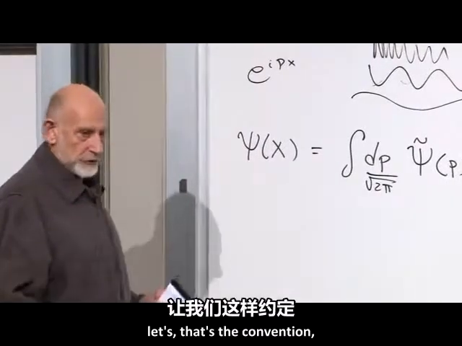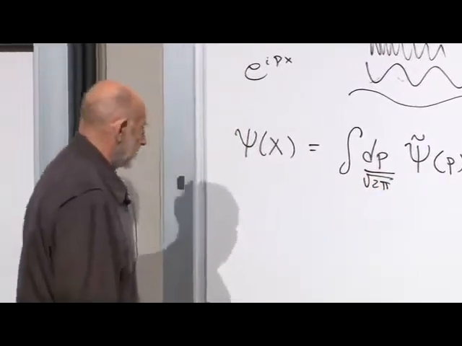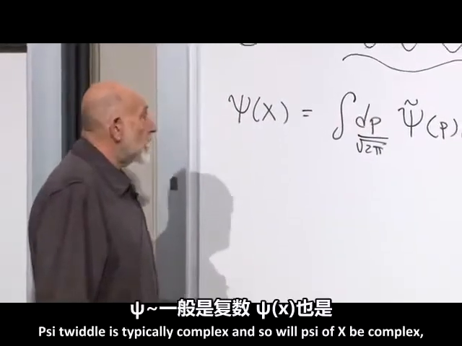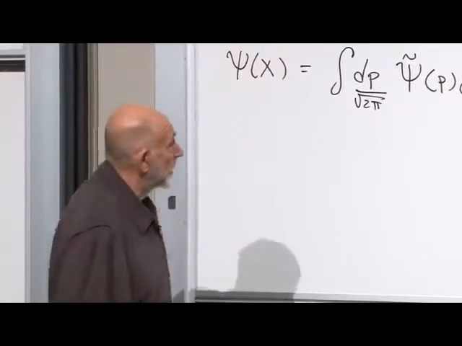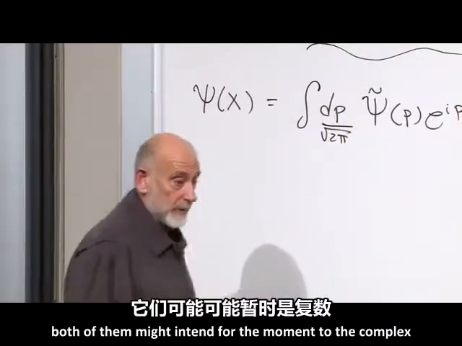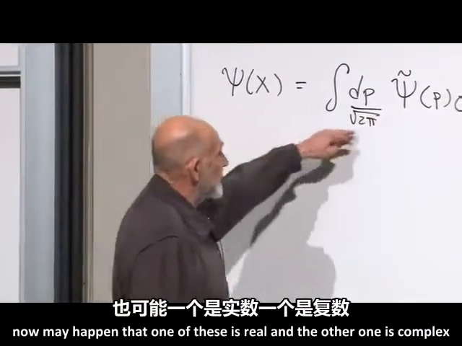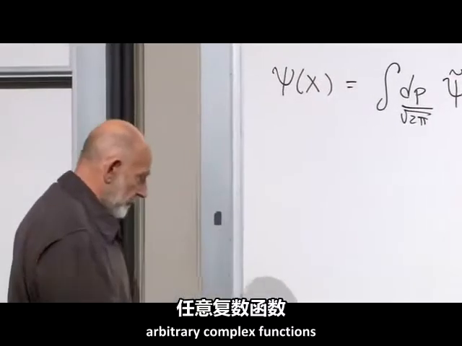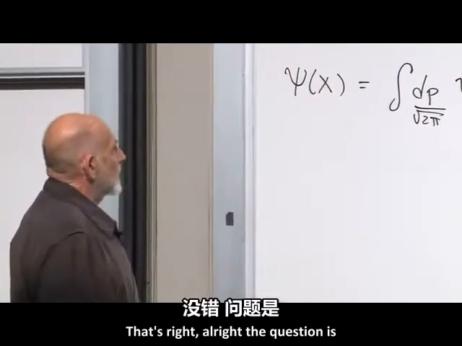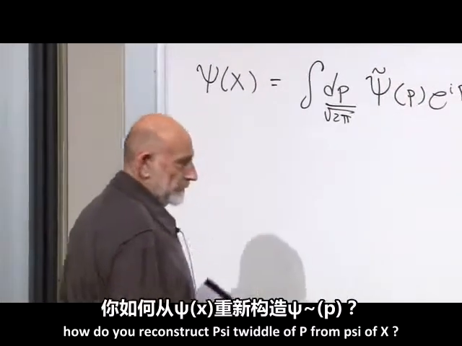That's a convention. We could have absorbed it into psi twiddle of p. Psi twiddle typically is complex, and so will psi of x be complex. That's a good question. Both of them I intend for the moment to be complex. Now, it may happen that one of these is real and the other one is complex. That can happen, but at the moment we're just interested in arbitrary complex functions. All right, the question is, how do you reconstruct psi twiddle of p from psi of x?